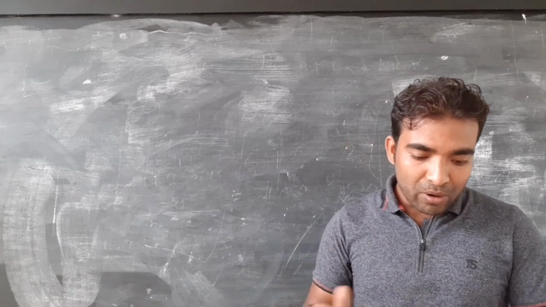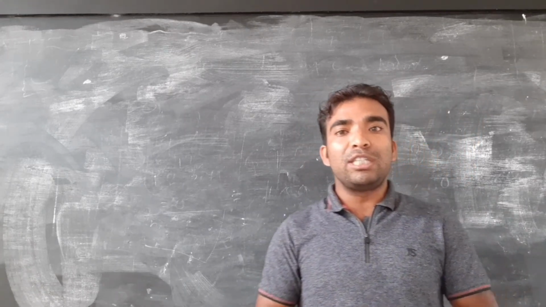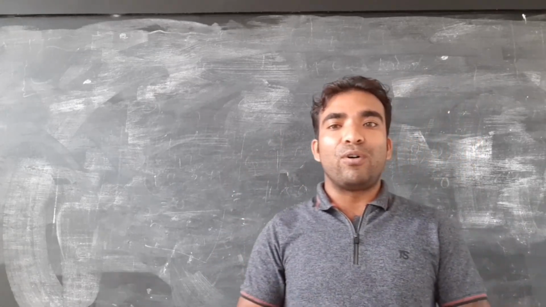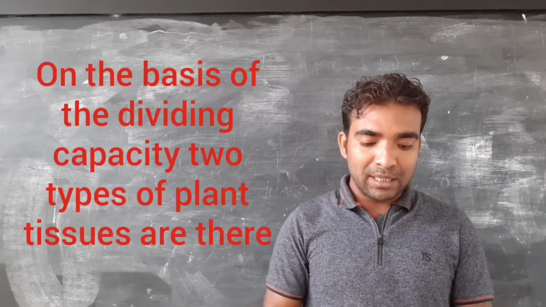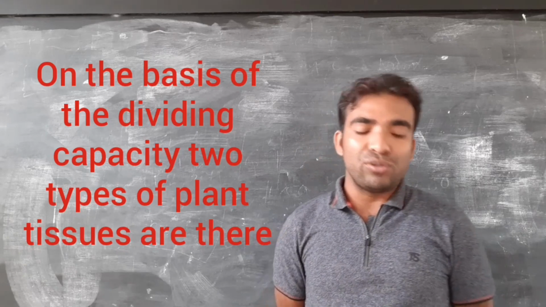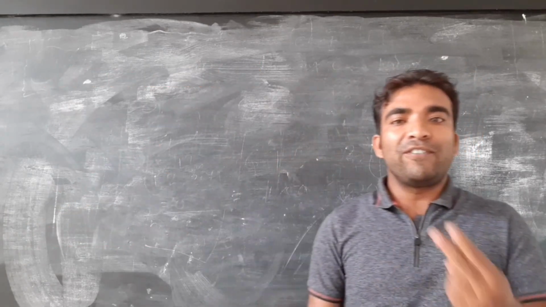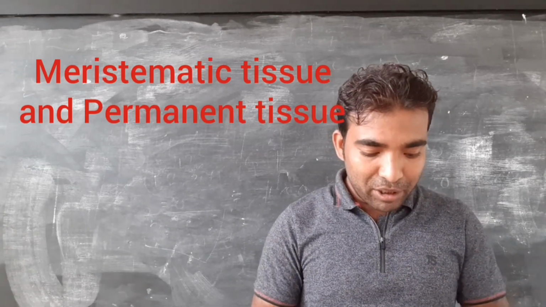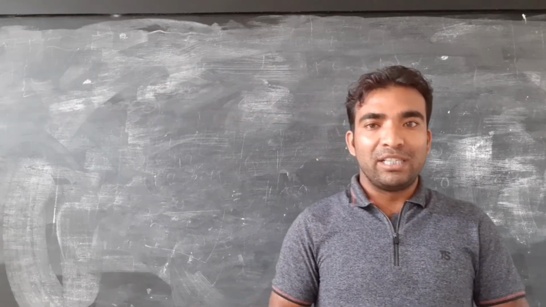On the basis of growth pattern, there are some tissues in plants that can grow and divide for their whole lifetime. So on the basis of this dividing capacity, we can classify plant tissues mainly into two types. One is the meristematic tissue, or the growing tissue, and the other is the permanent tissue.